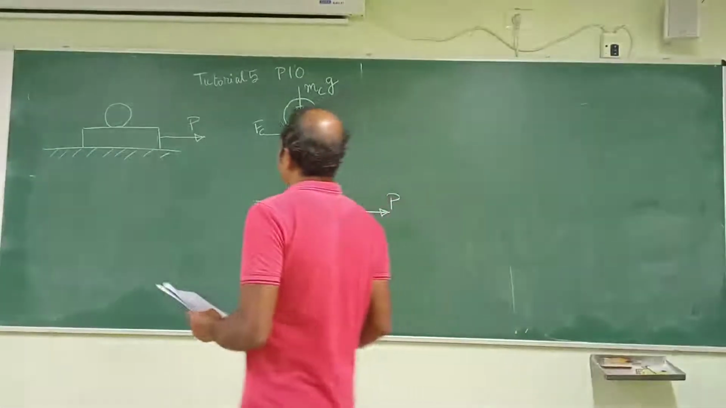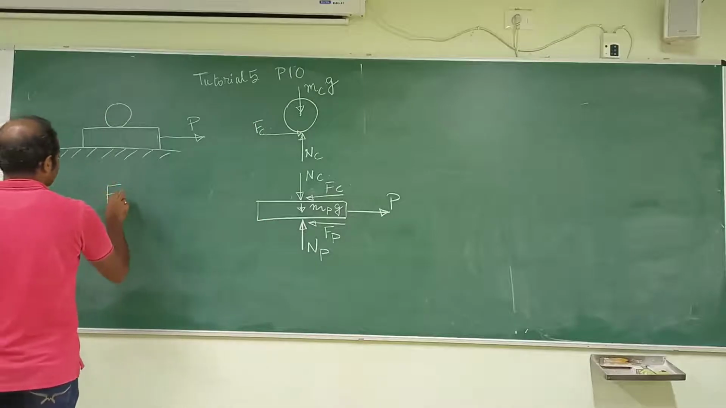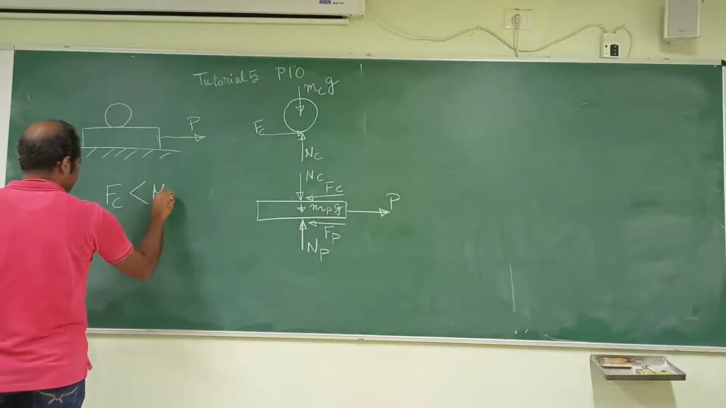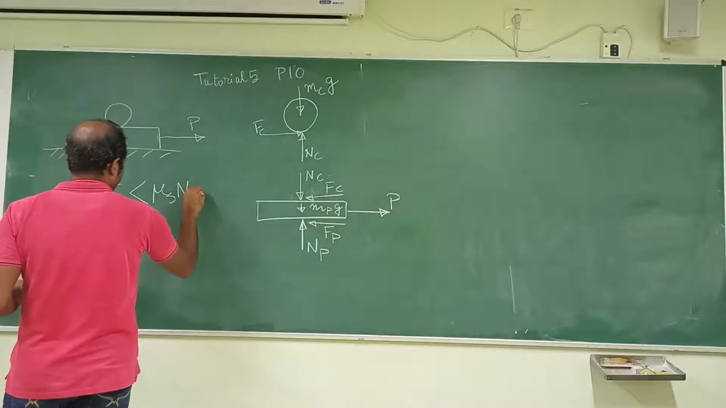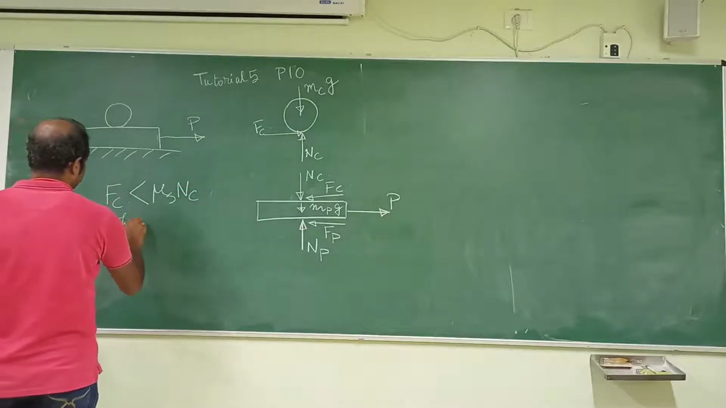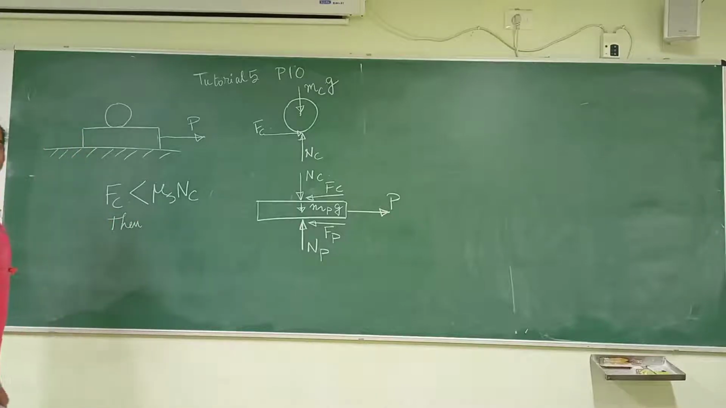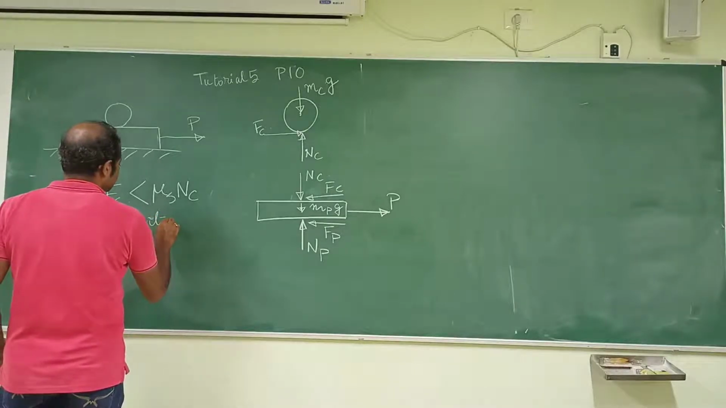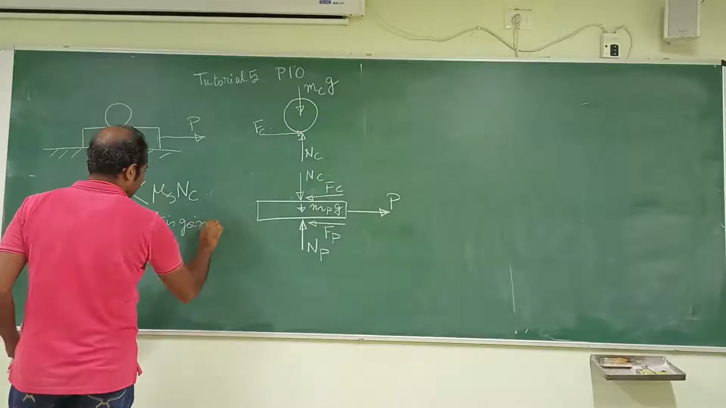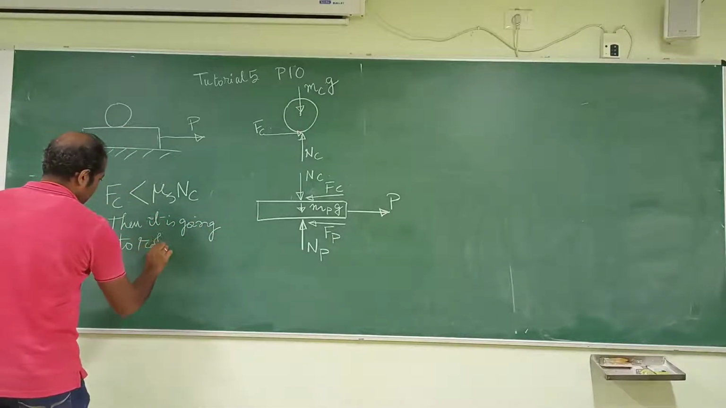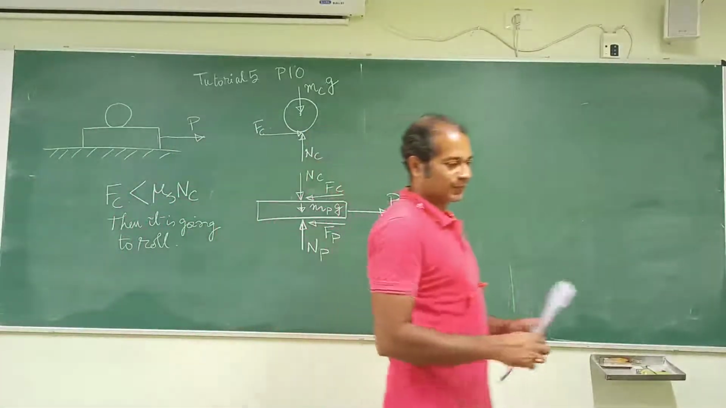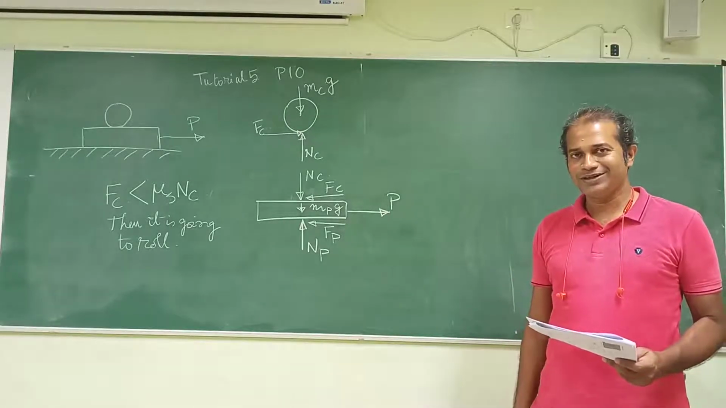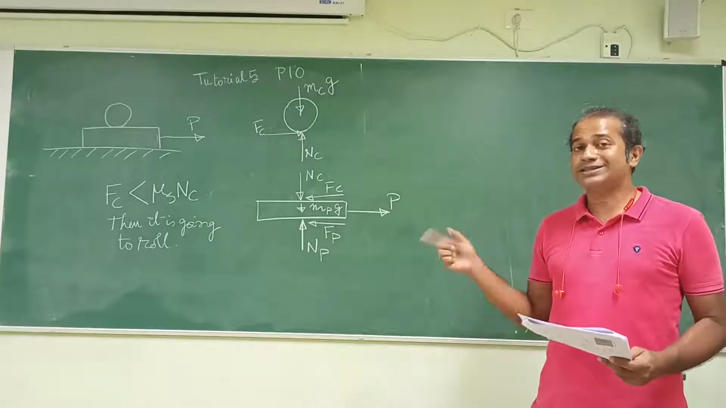So now which of the things are unknown to us and which is going to decide the thing? The thing is that if F_C is less than or equal to μN_C, then what? Then it is going to roll. Then only it is going to roll. Otherwise it is going to slip. Right? So this is the prime condition that has to be decided.